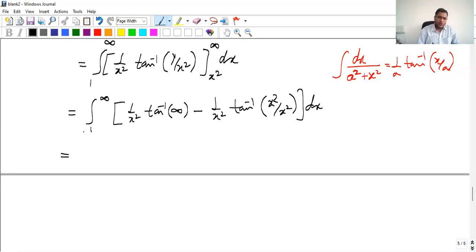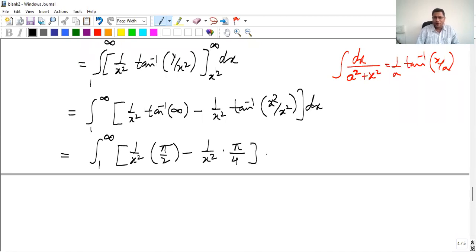So what we'll get here, the integral 1 to infinity of 1 by x square. What is tan inverse of infinity? Pi by 2. So this is going to be pi by 2 minus, and tan inverse of 1 is what? Pi by 4. So this is going to be dx.